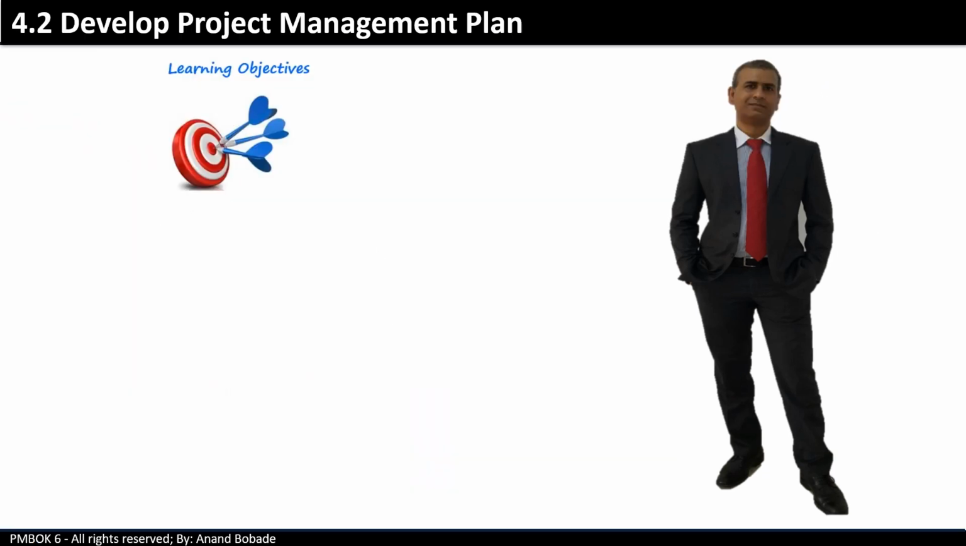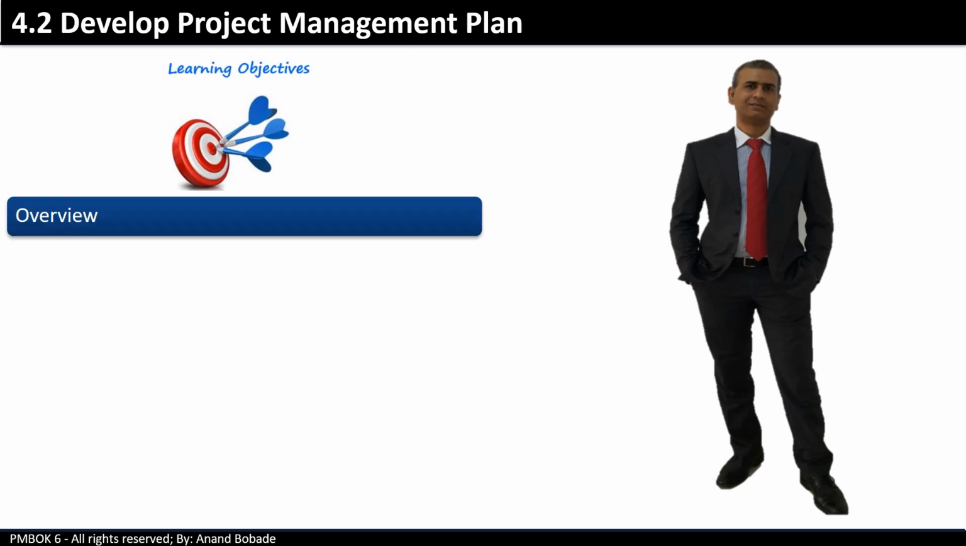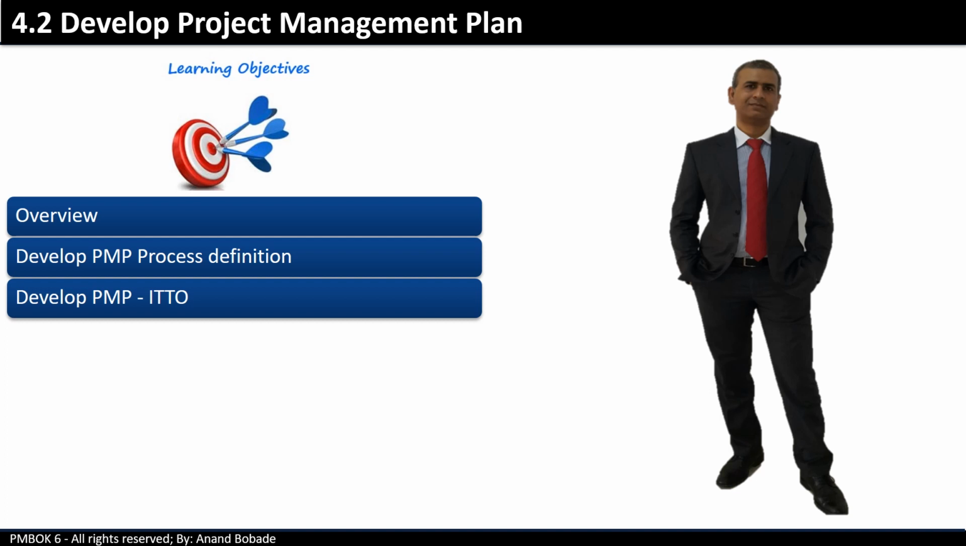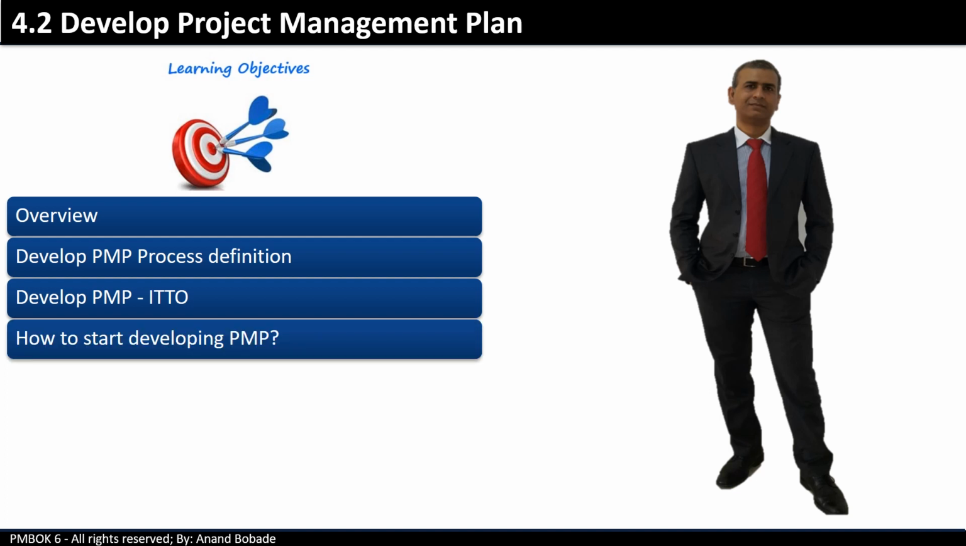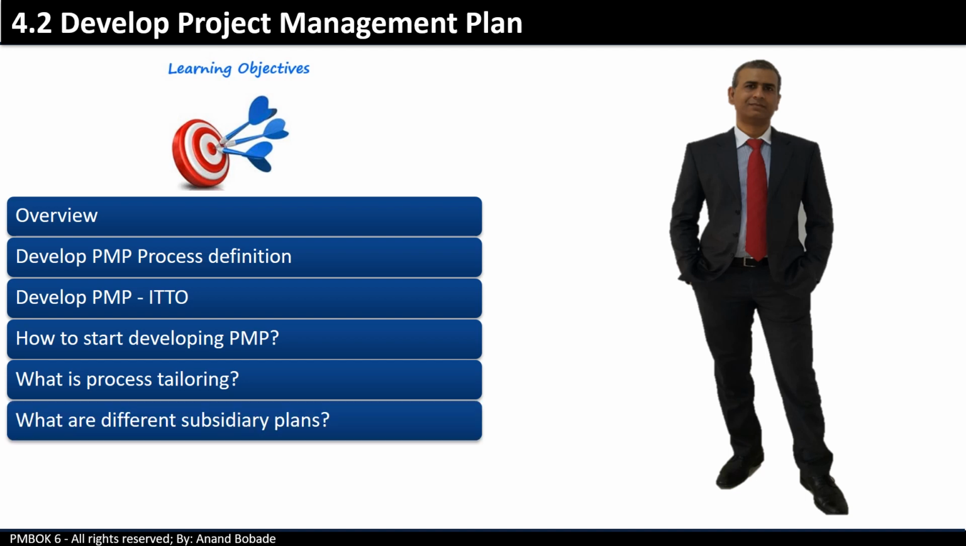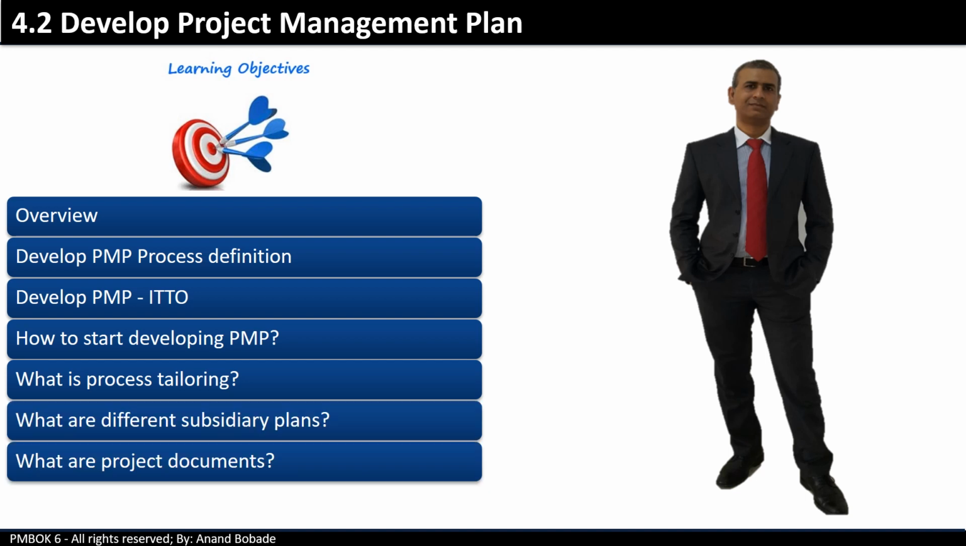The learning objective of this session is a quick overview to understand why a project plan is required and what it contains. We'll talk about the process definition, inputs, tools, techniques and outputs for the develop project management plan process, how to start development of the PMP, what process tailoring is, what the different subsidiary plans are, and what the project documents are. And finally, we will have a quick review.